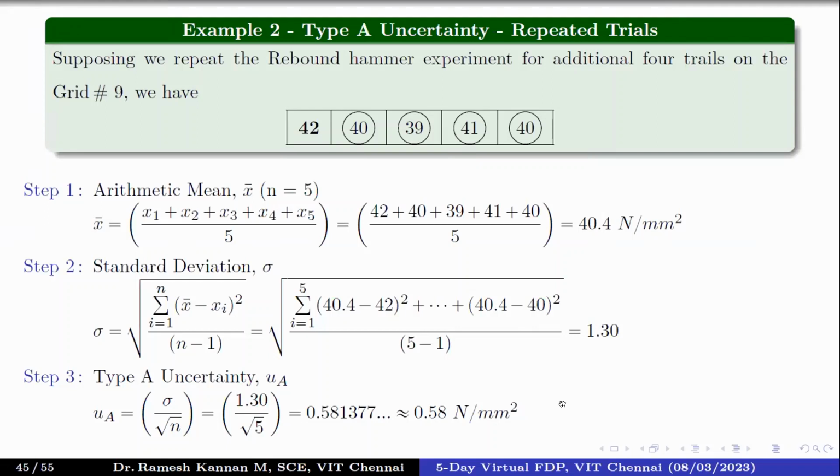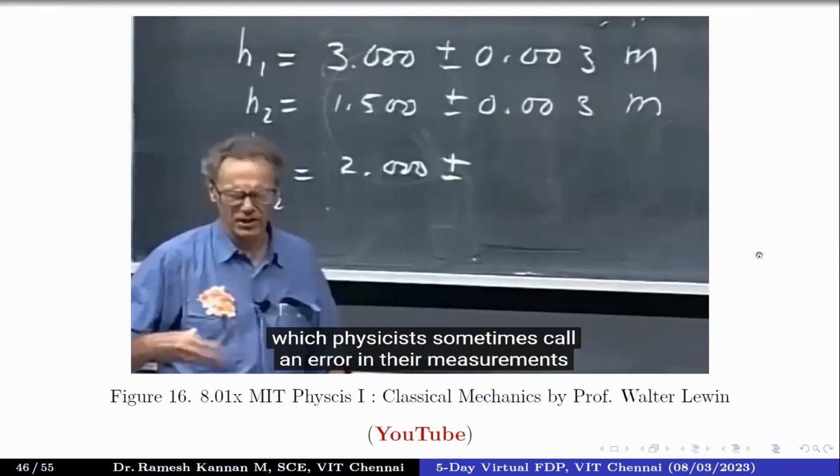So what does this uncertainty mean? If you have taken Walter Lewin's classical mechanics, MIT OpenCourseWare, probably Professor Walter Lewin will tell you all his readings have got their uncertainty value. Physicists call them errors in their measurements. All his calculations, even the first video in his classical mechanics lecture, talk about uncertainty. Without uncertainty, scholars may not accept the values.